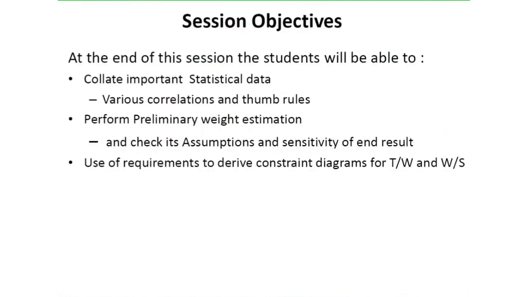So essentially, at the end of the sessions, you will understand how the basic design starts. The first part is collating important statistical data from various existing aircraft, and from that you can derive correlations and thumb rules. Correlations, for example, of the number of total passengers in a jet aircraft to the total weight of the aircraft, or the range of the aircraft to the total weight of the fuel, or the empty weight of the aircraft to the total number of passengers, the payload, and stuff like that. And you have such correlations published in the open domain, available as curves, graphs, and in some cases equations for the curve fit.